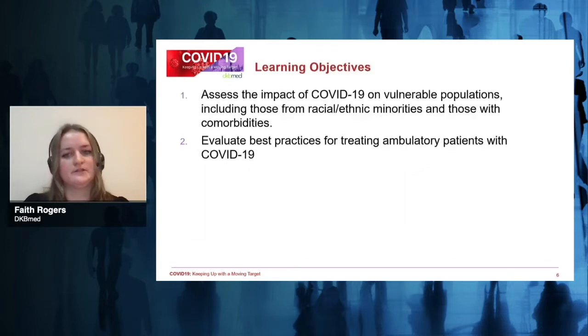The learning objectives today are to assess the impact of COVID-19 on vulnerable populations, including those from racial or ethnic minorities and those with comorbidities, and also to evaluate best practices for treating ambulatory patients with COVID-19.